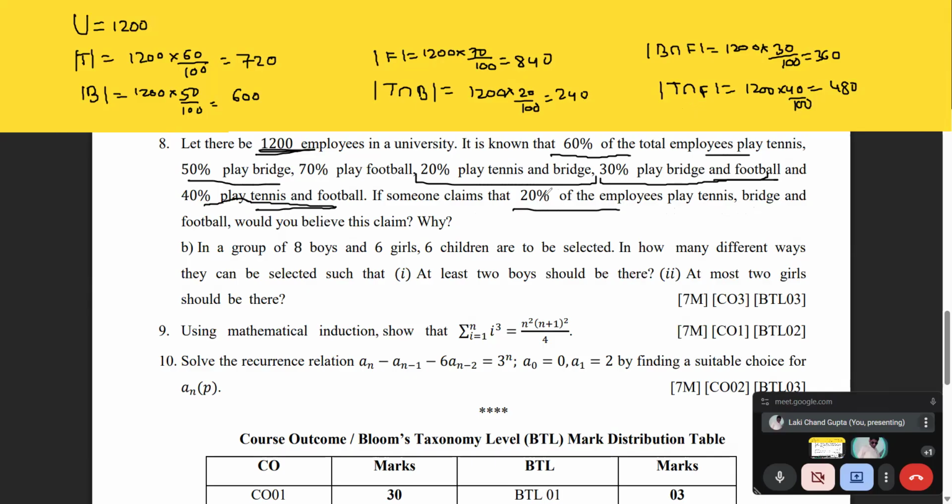Okay, you have to prove that 20% of the employees play all of them. Would you believe this claim? You have to check whether this is a correct statement or a false statement. So you have to check whether the T, F and B intersection is 20%. 20% means 240. So your answer will be 240. You check this. Understood the question? Yes.